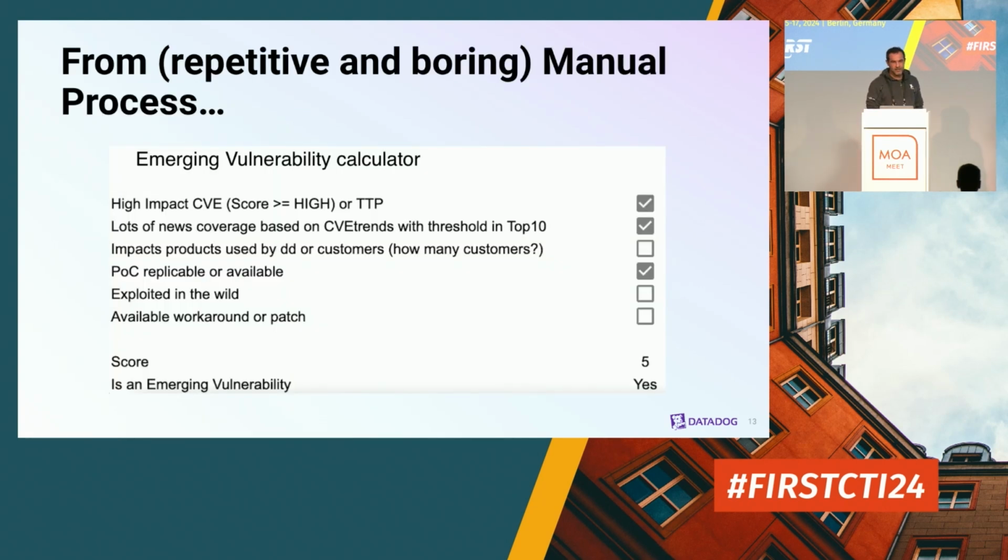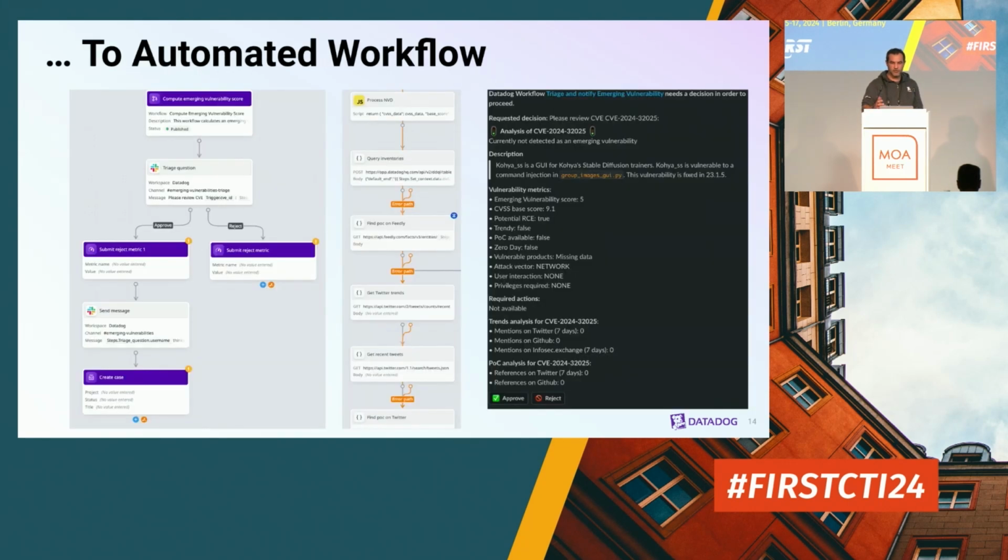So initially, this is how it started. Keep it simple, stupid: just using Excel spreadsheets with checkboxes and so on. In the end, you have the formula doing all of this for you, computing the score and stating, okay, you are dealing with an emerging vulnerability. So it worked, but that's manual processing, most of the time doing always the same operational tasks, like Google searches, GitHub searches, etc. So the idea was to automate as much as possible.